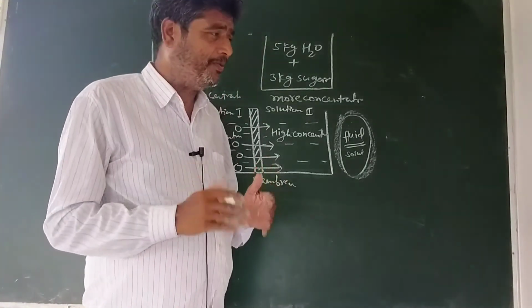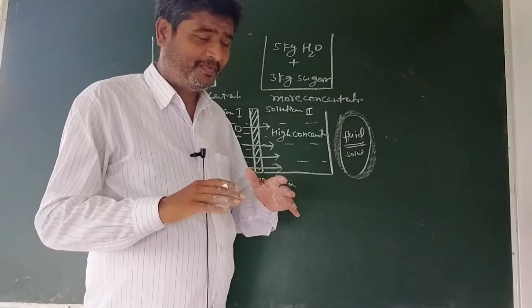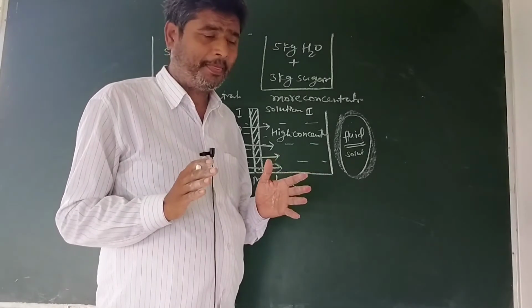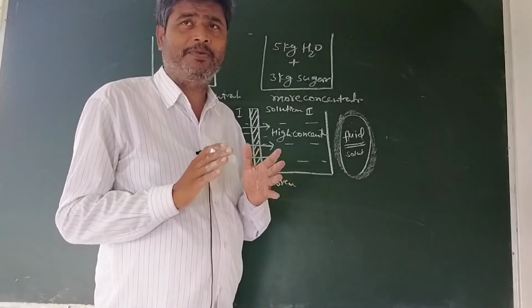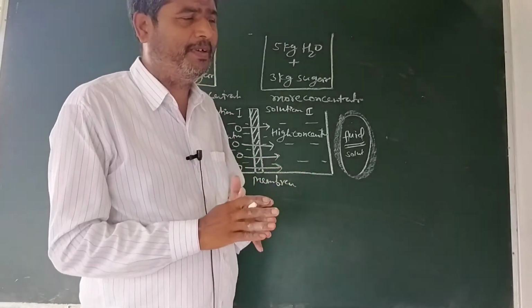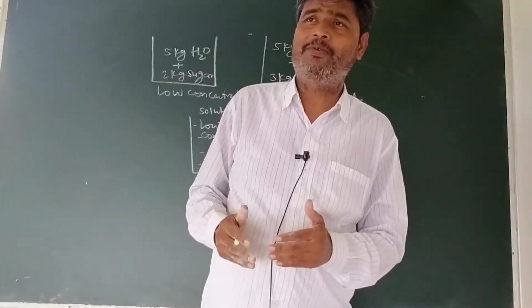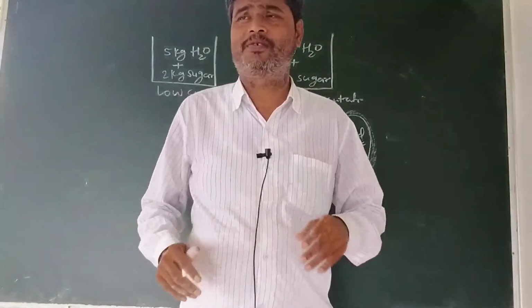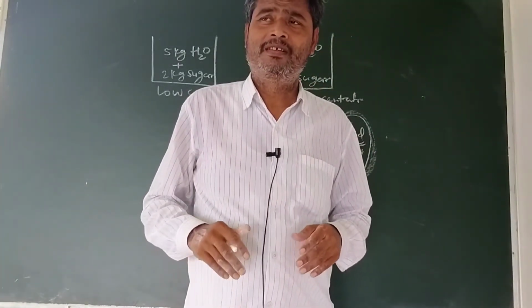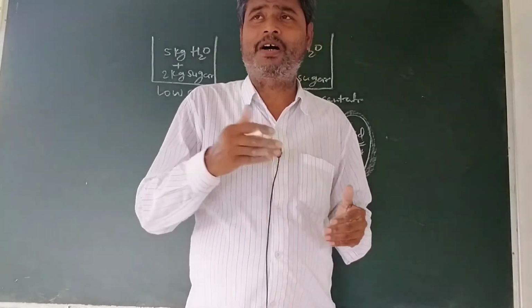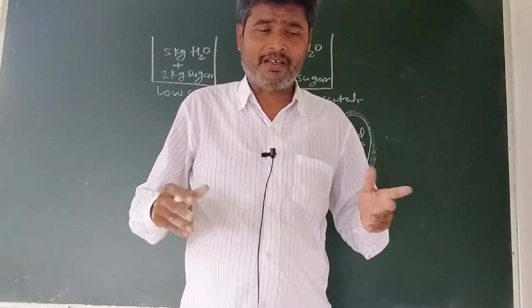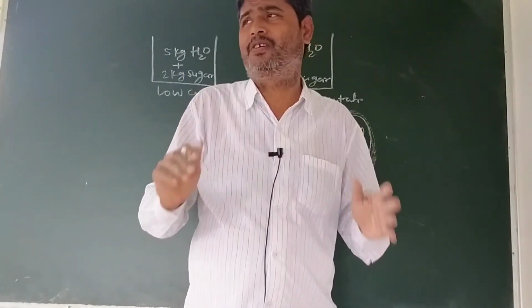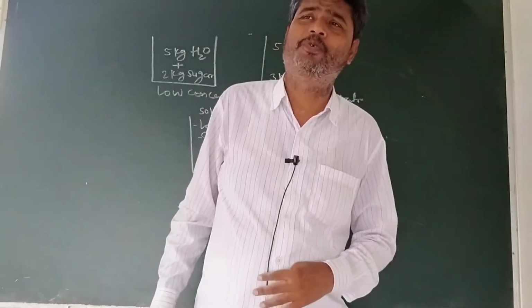The phenomenon in which two solutions having different concentration are brought in close contact to each other through the semi-permeable membrane, then solvent molecules always migrate from dilute solution to concentrate solution, from low concentration to high concentration, till chemical potential or concentration of both solutions becomes equal. So this phenomenon is known as osmosis.